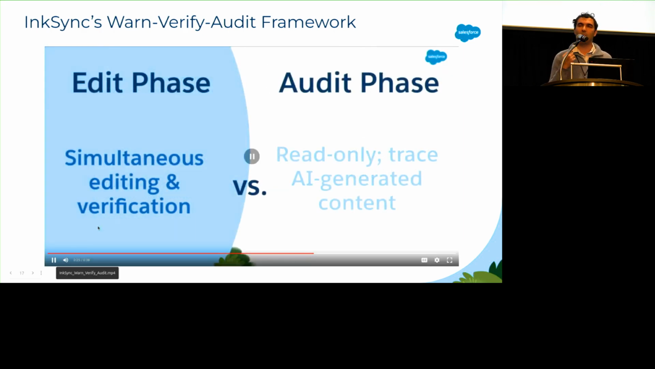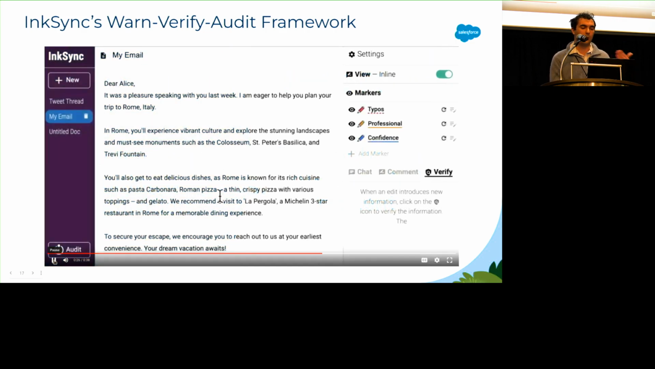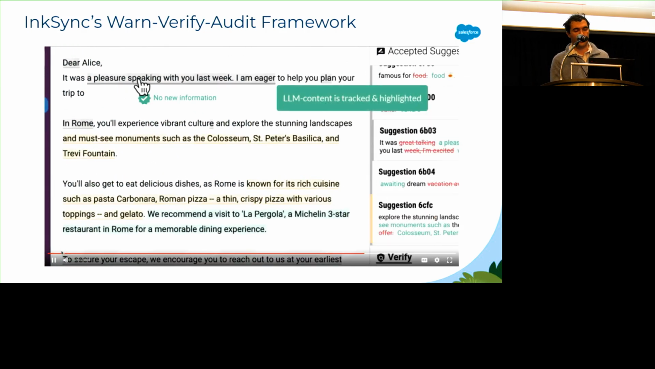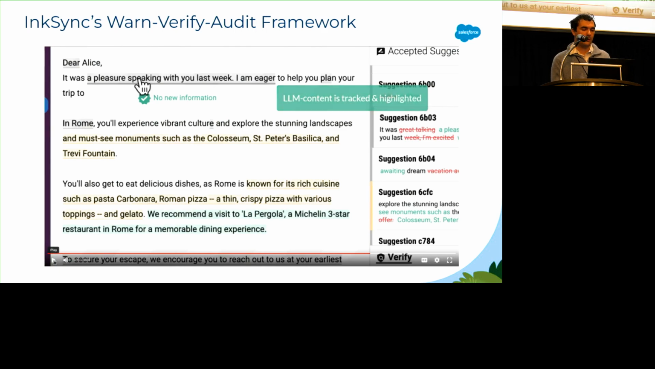Okay, but there's a problem: maybe you don't want to do factual verification as you're editing. So we implemented something else in the audit phase, which is a read-only interface once you're done editing your email, where you can do the factual verification. How this works is you can click this audit button at the bottom left, and because these edits are executable, we know exactly which character was manually written and which character is from an LLM, right?